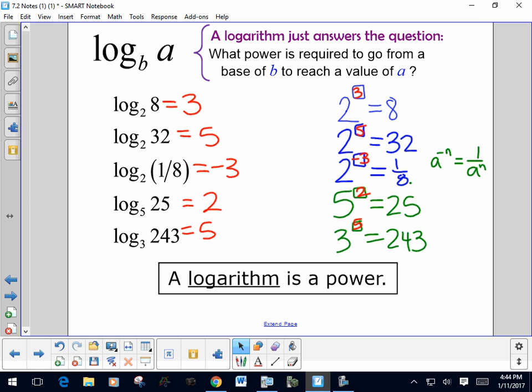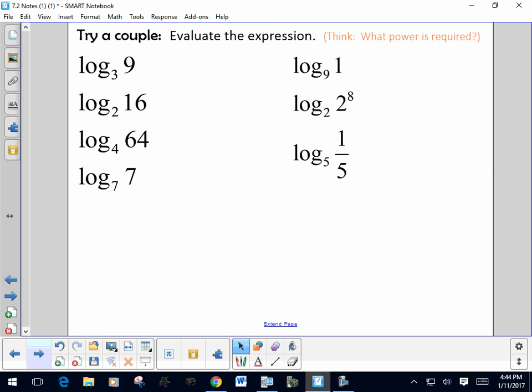So again, when you're thinking about what a log is, it's a power. You're trying to figure out what power would be required to get from that base, whatever the base is, to that argument. Okay, so I want you to try a couple. If you get stuck on one or two, it's okay. Just try them out, see what you can do. Pause your video for a second and then check your answers and I'll tell you the solutions.